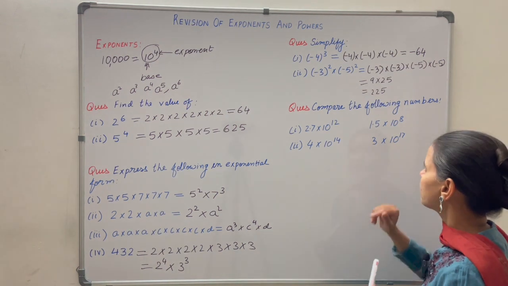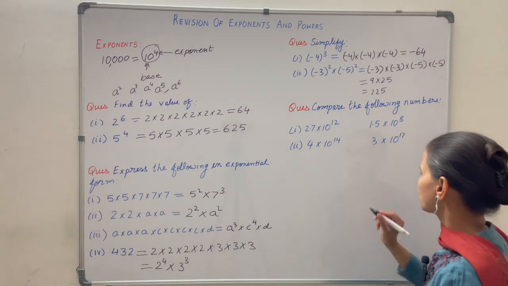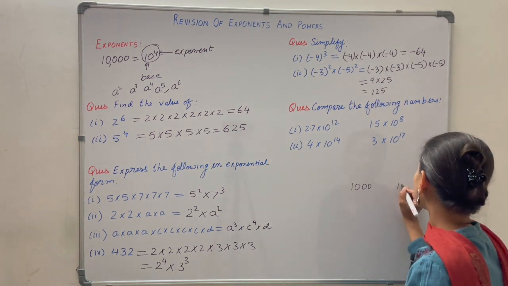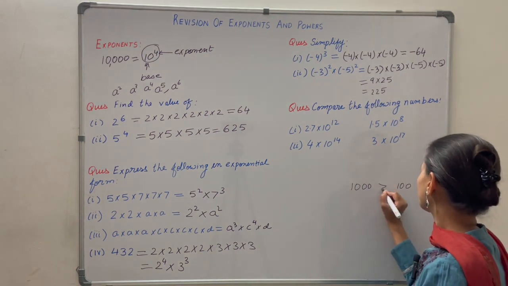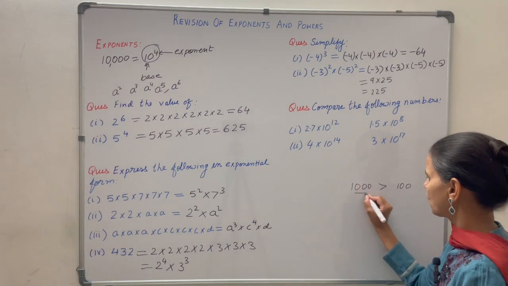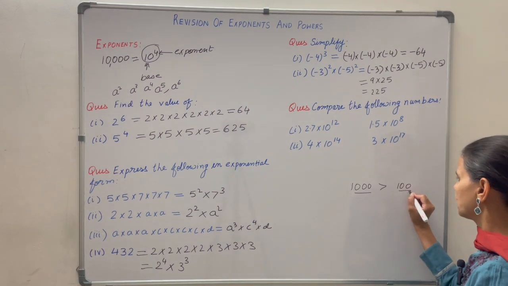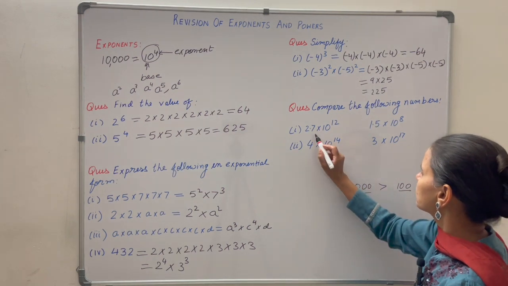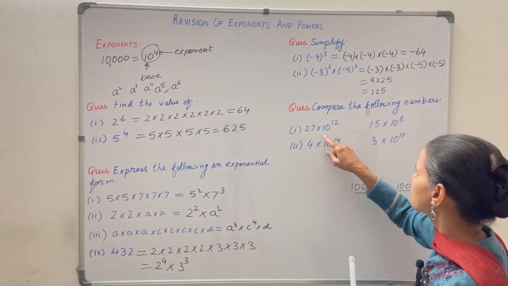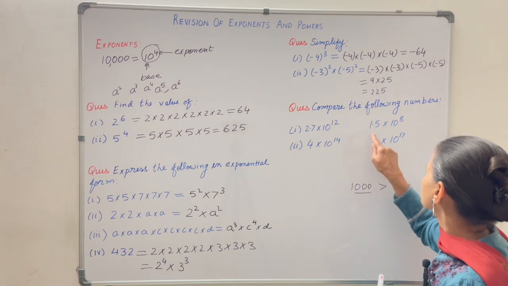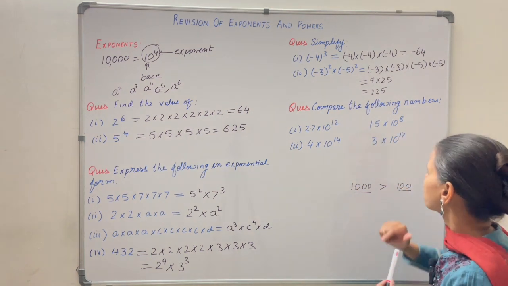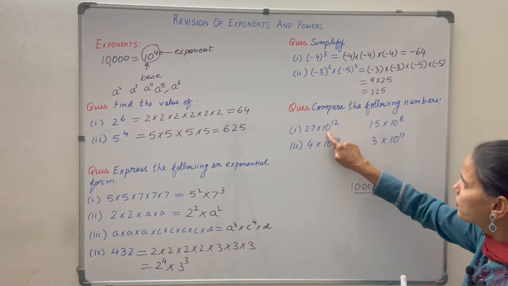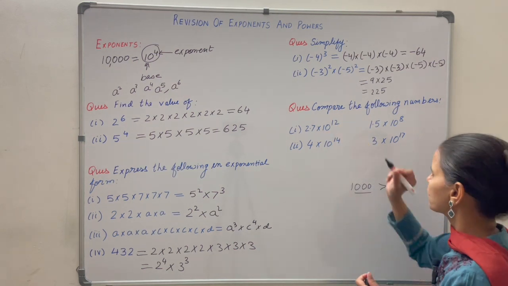Compare the following numbers. So you have to compare these two numbers. If I ask you which one is greater, 1000 or 100, you will clearly say 1000. It has got more number of zeros. This has got less number of zeros. Similarly here, this is 2.7 into 10 raised to the power 12. This is 1.5 into 10 raised to the power 8. So clearly this will be the greater number because it has got more number of zeros.